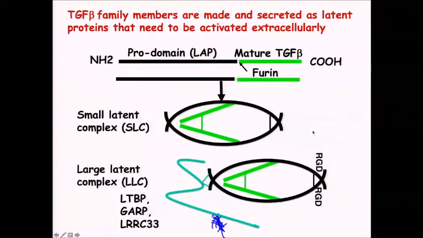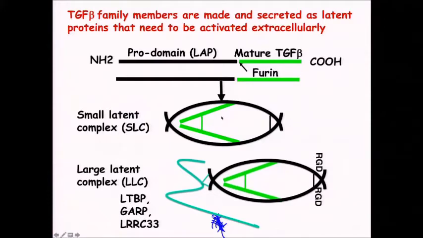All of them are made as large precursor proteins. And after the signal peptide is cleaved off, so they're secreted, there's a large amino terminal portion of the encoded gene that is what's called the latency-associated peptide. And the reason it's called that is it gets cleaved off of the mature cytokine, shown here in green, by an endoprotease in the Golgi apparatus called furin. And then the active growth factor, the active TGF-beta, is assembled as a disulfide-linked homodimer.